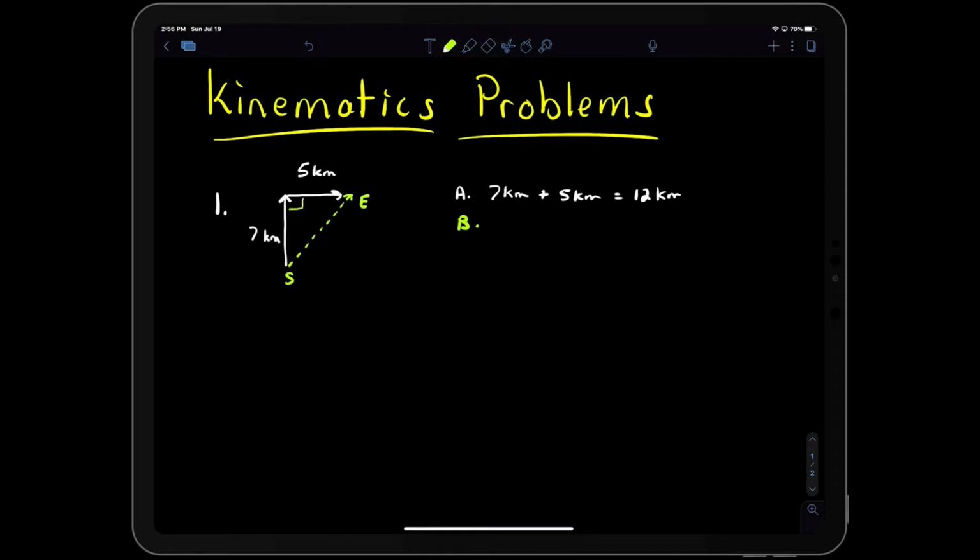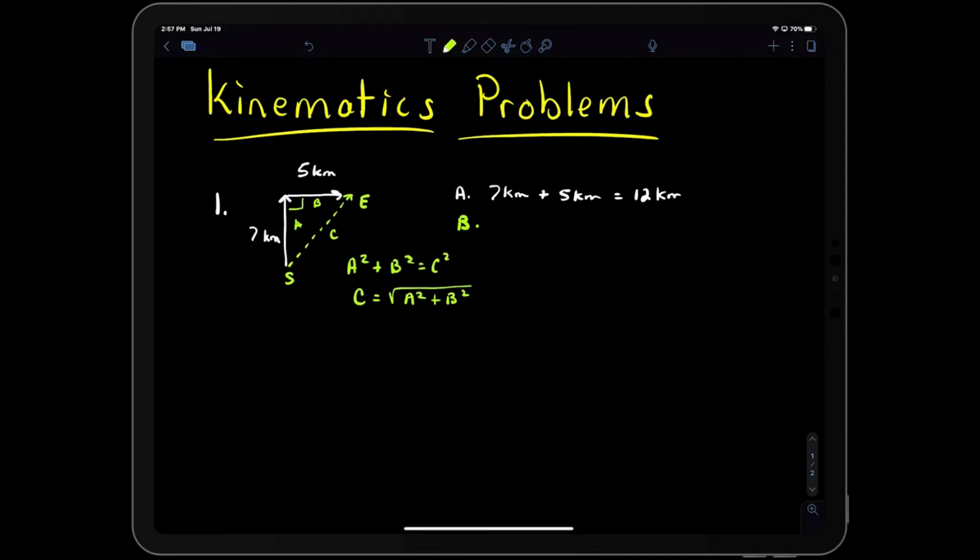All we have to do is just label our sides. We have side A, we have side B, and we have side C. So the Pythagorean theorem, if you haven't done it already, A squared plus B squared equals C squared. So we're trying to find that displacement. So I'm going to take the C, and we're going to get rid of that square by square rooting both sides. So we'll plug our numbers in.